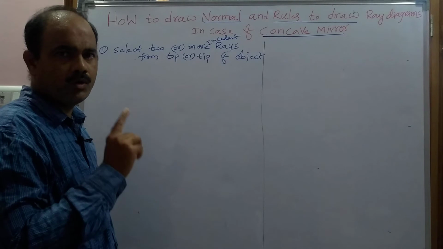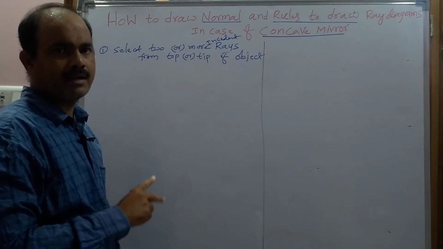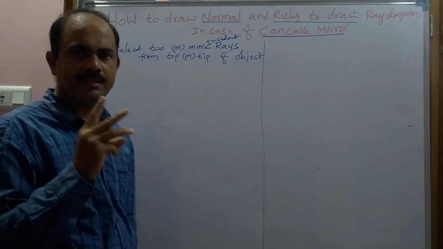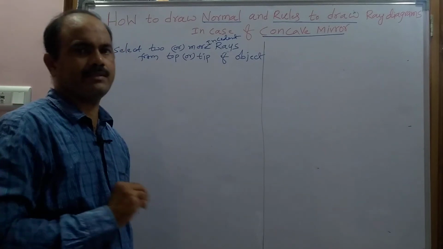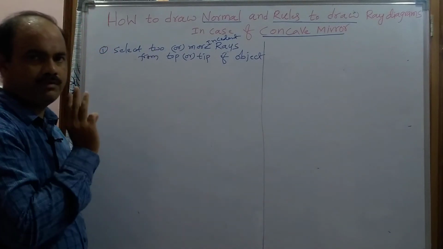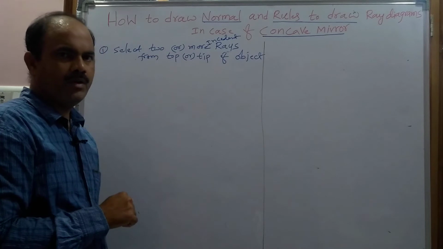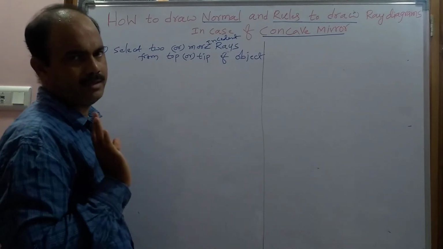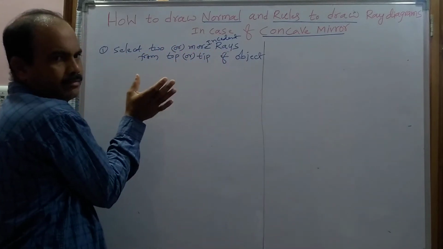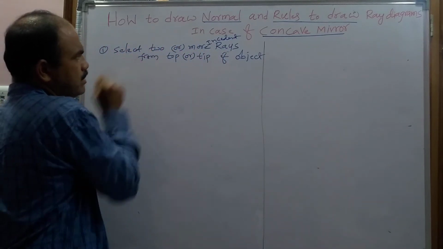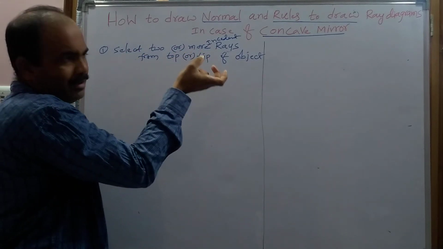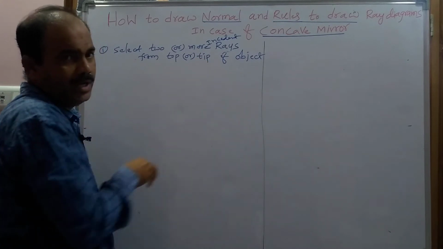One is the ray parallel to principal axis, the second one is the ray passing through center of curvature, and the third one is the ray passing through focus. Of these 3, you take any 2. If these 3 are not possible, you draw the incident ray in any direction. So select 2 or more, I am saying. So in these two incident rays, to draw the ray diagram simply.